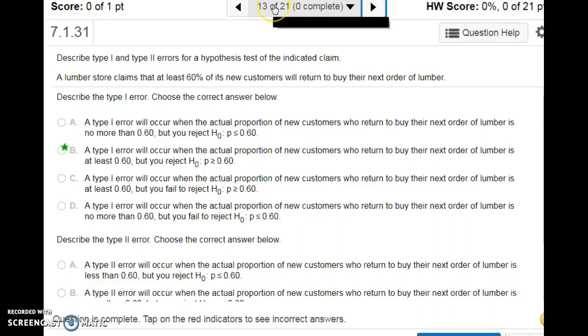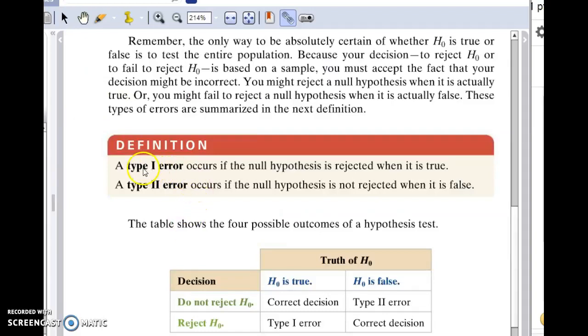So looking at number 13, we start talking about type 1 and type 2 errors. So here's the definition. A type 1 error occurs if the null hypothesis is rejected when it is true. So that's a mistake. It's an error because we're rejecting something that's true. A type 2 error occurs if the null hypothesis is not rejected when it is false. So again, that's a mistake because we're not rejecting it, but it was false, so we should.